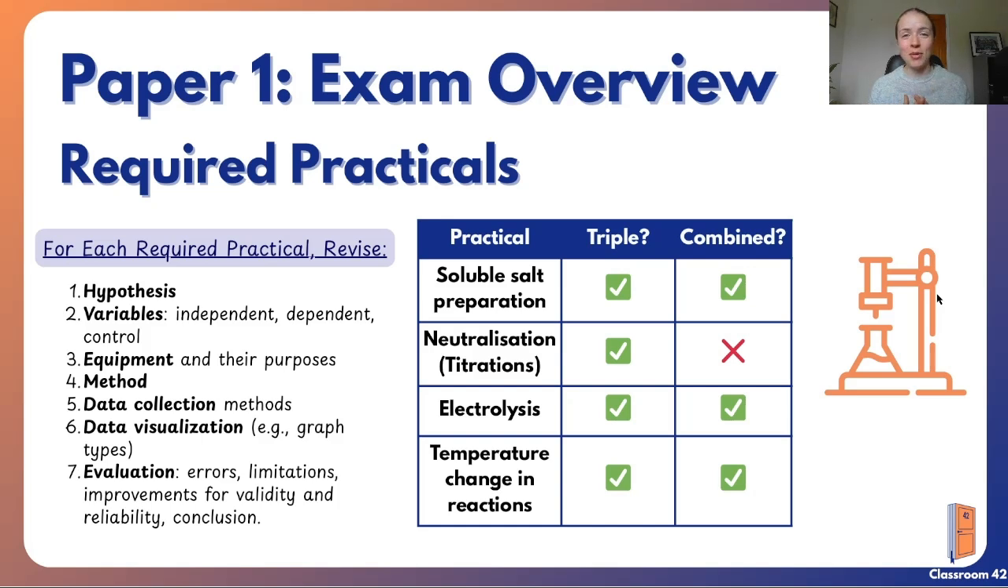And then finally evaluation as well, so your errors, your limitations, improvements that are common, or anything which, in that practical, could be a source of random error or systematic error. Make sure you have an idea of these, because you will almost guaranteed be asked how to improve a method provided or some of these students' results, how to make them more reliable. And if you've got these in your head as you've been revising, hopefully it will make it easier to come up with those sort of suggestions as you're going through your exam.